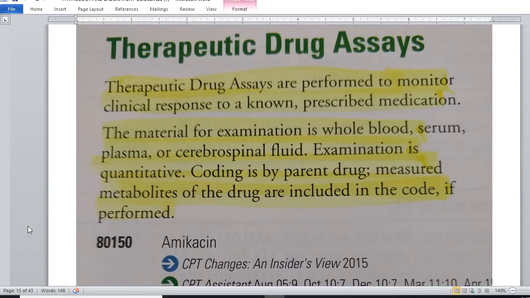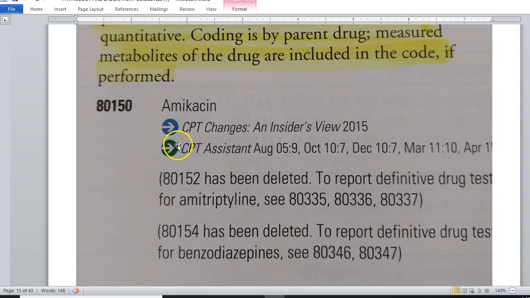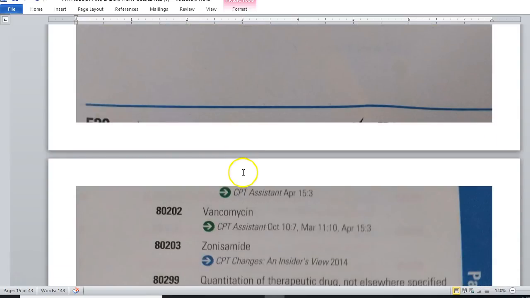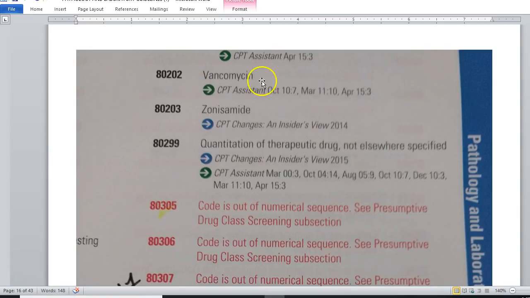Coding is by the parent drug. Measured metabolites of the drug are included in the code if performed. So this is making sure someone is A, taking the medication, and B, how much is in their system. So, we have things like amikacin. We also have things like vancomycin, which is one of the antivirals, I believe.